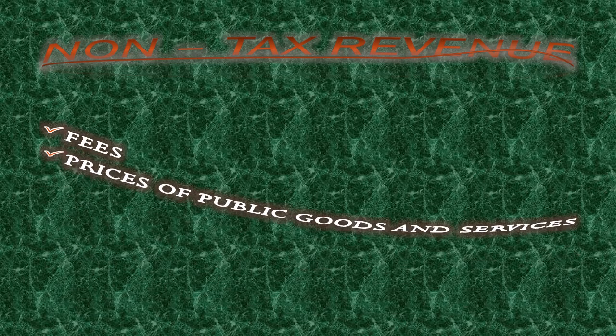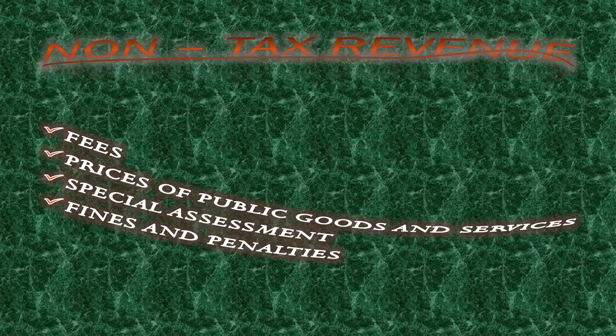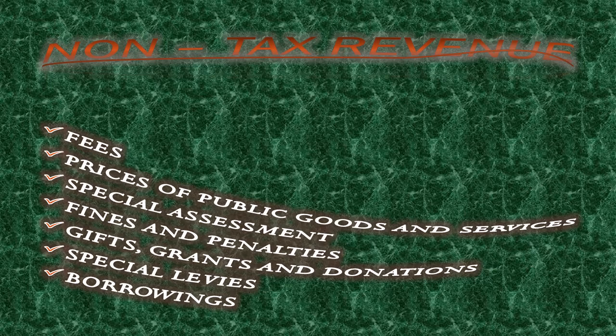First, fees. Second, prices of public goods and services. Third, special assessment. Fourth, fines and penalties. Fifth, gifts, grants and donations. Sixth, special levies. And seventh, borrowings. A brief information about these sources is as follows.